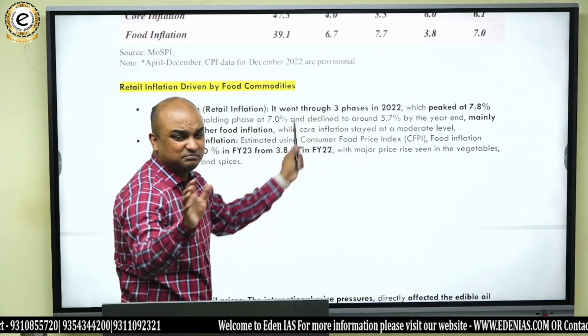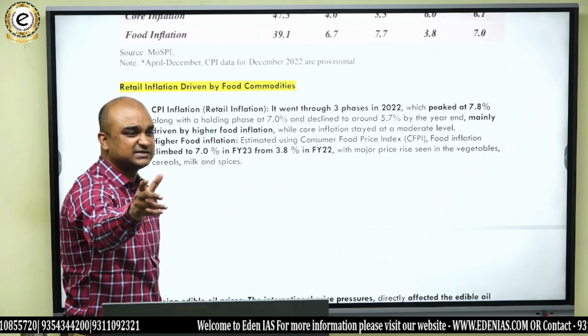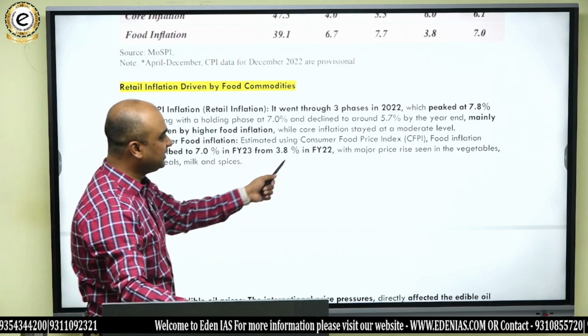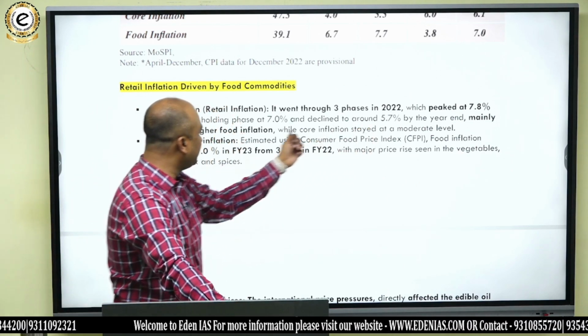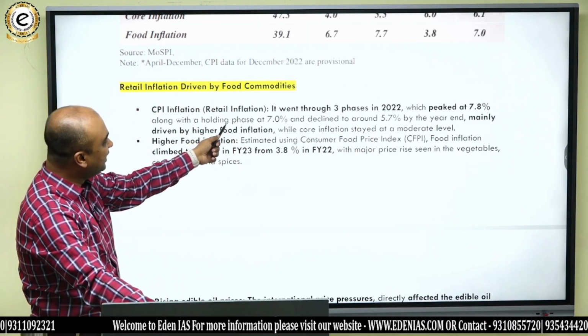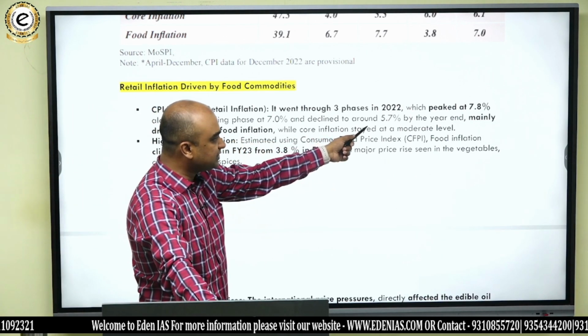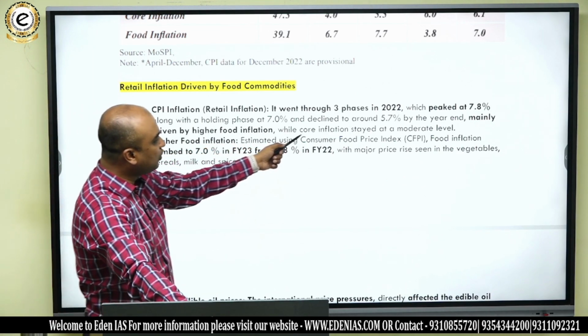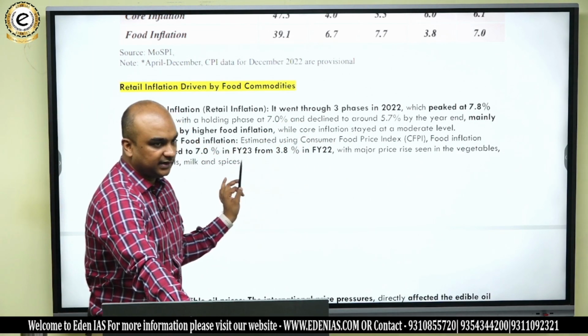अब देखो, ये बिल्कुल याद रखने की जरूरत नहीं है कि कितने फेज थे, कितना परसेंट था, कोई नहीं पूछने वाला आपको. So do not waste your time in remembering these kind of things, which peaked at 7.8% along with a holding phase of 7% and declined to around 5.7% by the year end, mainly driven by higher food inflation, while core inflation stayed at a moderate level.